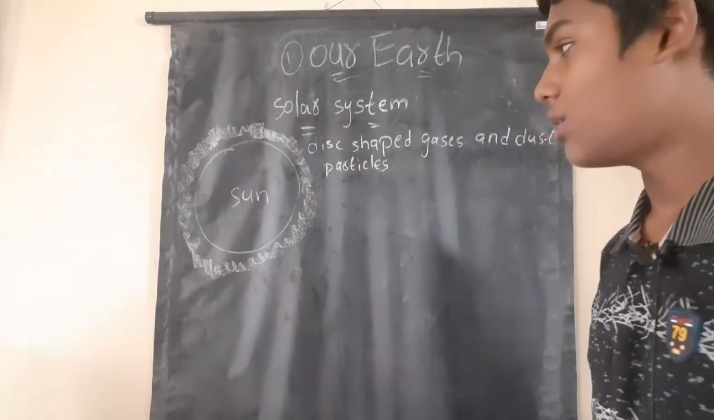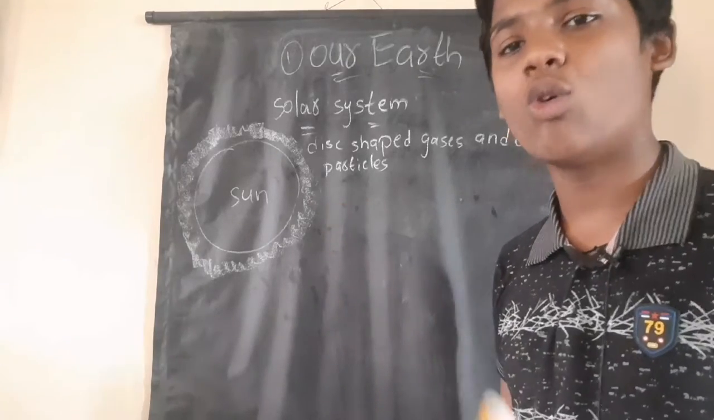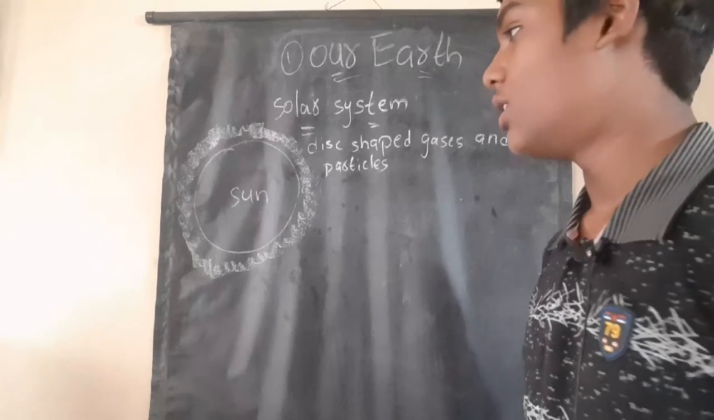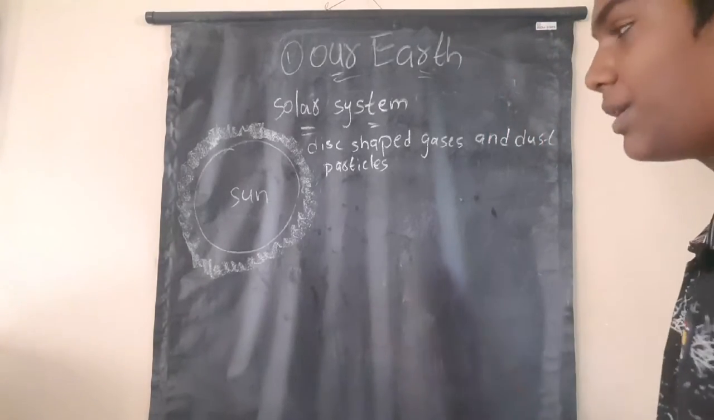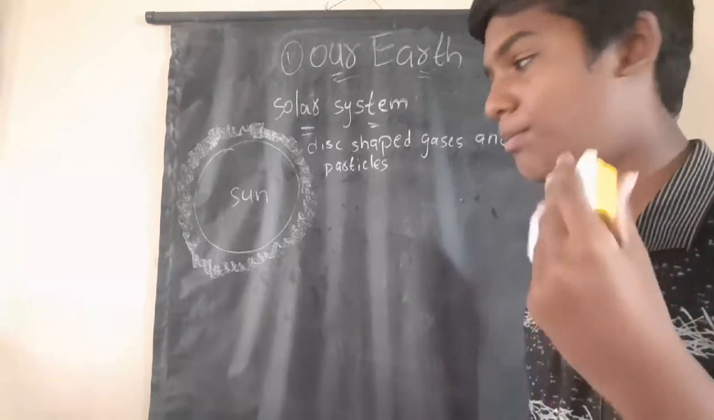After the Big Bang blast, these gases and other dust particles left over from the sun formed the other planets.